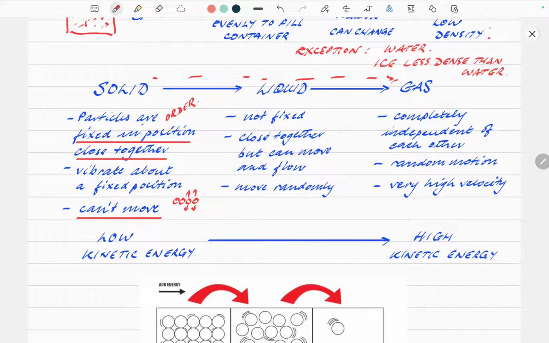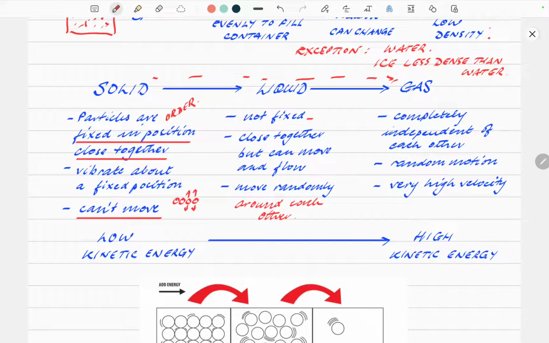Liquids, on the other hand, are not fixed, and they are still close together, but can move and flow. So that's a big change from solids to liquids, and they move randomly around each other.